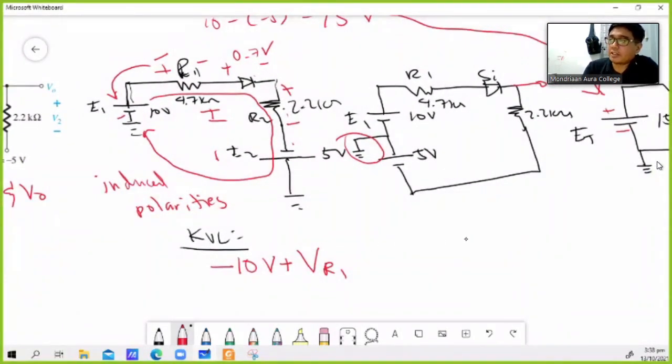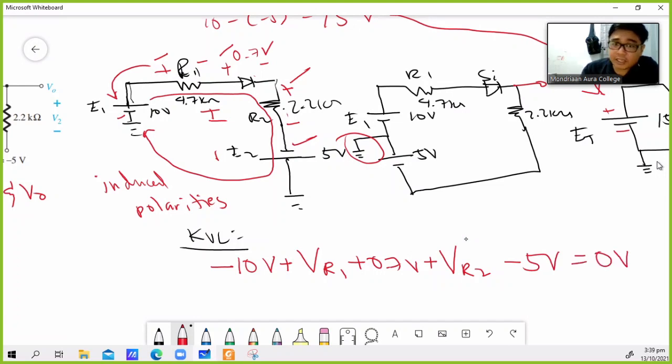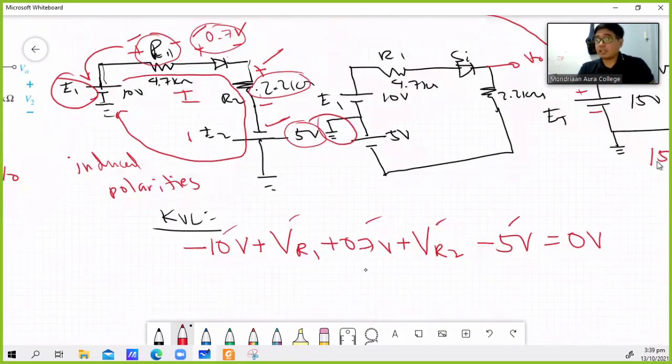Okay, next. Papasok ka dito sa positive ng 0.7 volts. So meron kang plus 0.7 volts. Papasok ka sa positive nito. Hindi pa natin alam yung voltahe ng R2. So ilalagay natin dyan plus V sub R2. And then papasok ka sa negative ng E2. So minus 5 volts is equal to 0 volts. Ulitin natin. E sub 1, voltage across R1, 0.7 volts, voltage across R2, and negative 5 volts. So 1, 2, 3, 4, 5 voltages present inside your loop. Pwede natin i-equate na sa 0.